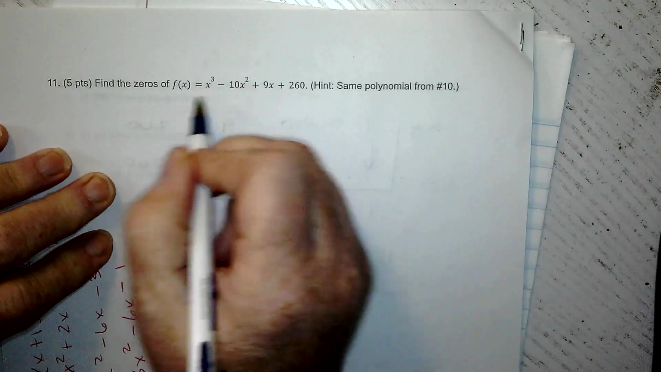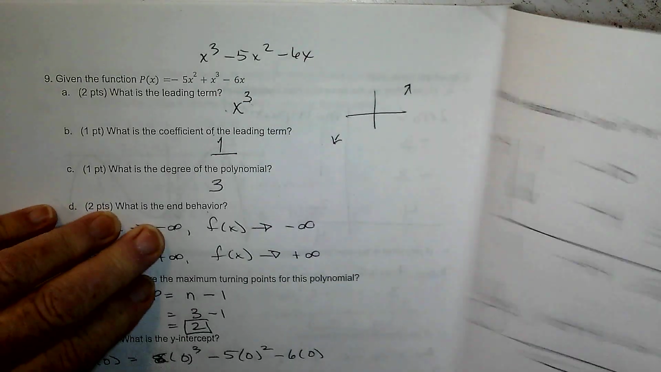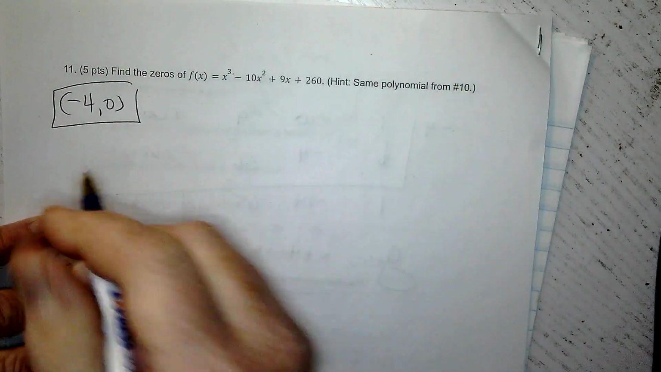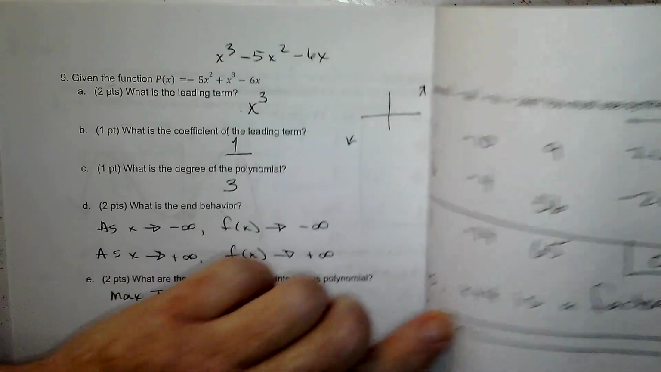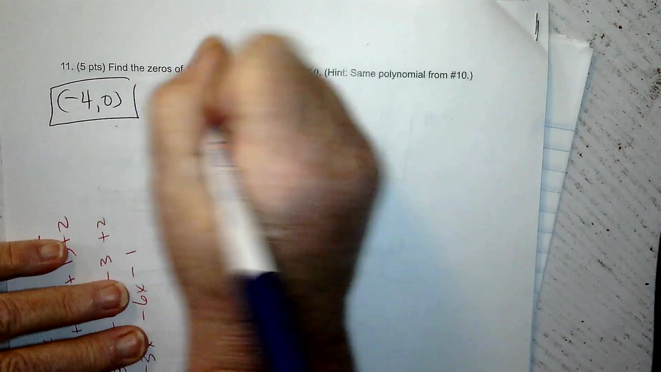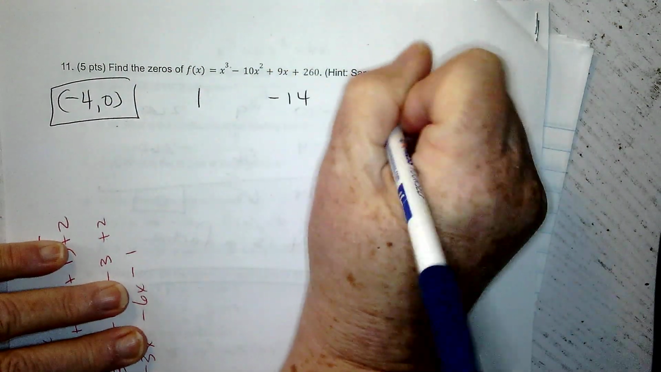Let's go to the next page. Last page. Woot woot. Oh, I ran out of space. I must have used this for something else. Sorry about that. Find the zeros of this. Well, we know that negative 4 is a 0. But we need to find 2 more. Okay? So whenever I synthetically divided this, I got 1, negative 14, and 65.